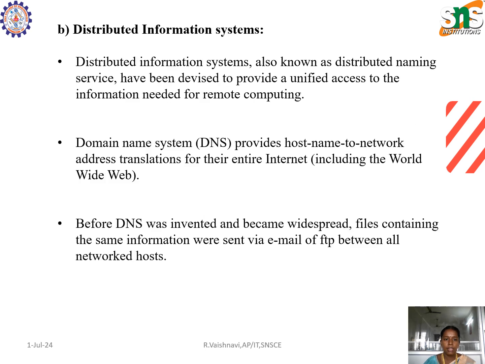Next model is distributed information systems. The distributed information systems, also known as distributed naming services, have been devised to provide unified access to the information needed for remote computing. Domain name system, that is DNS, provides host name to network address translations for the entire internet, including the World Wide Web. Before DNS was invented and became widespread, files containing the same information were sent via email or FTP between all the networked hosts.